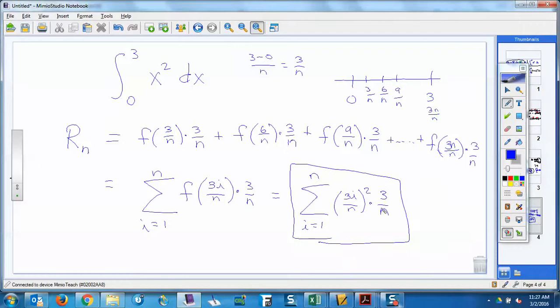Just going in. So then you would take this sigma, that'd be 9i squared times 3, that'd be 27 i squared over, and then this would be n squared times n, that'd be n cubed. Well, the 27 over n cubed could just come out here, and then in here we'd have sigma i squared, right? Everybody see what he's doing? Okay? And then you would use those formulas.